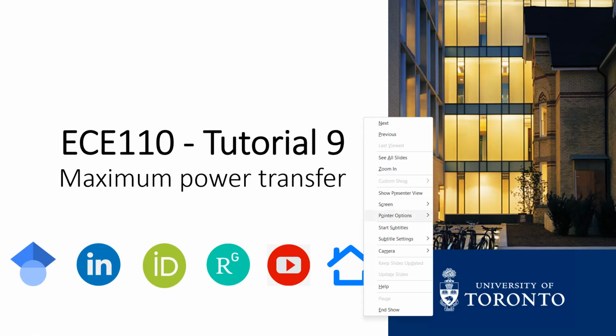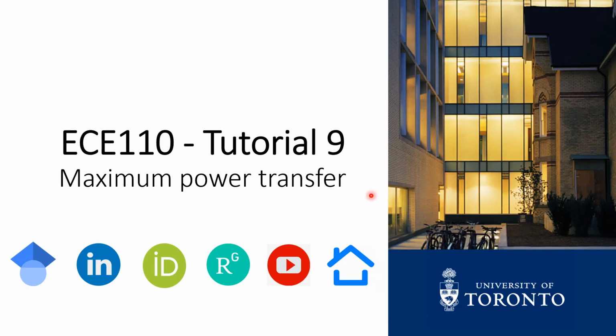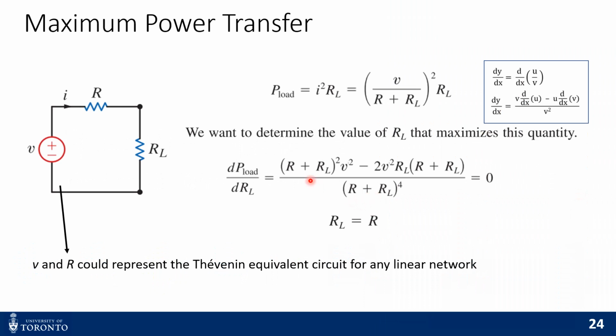Now we'll be talking about maximum power transfer. The idea is that if you have a load resistance connected to a part of the circuit, then you have a current I flowing into the load resistance. Now we know that I squared RL gives you the power that is being absorbed by the load resistance.